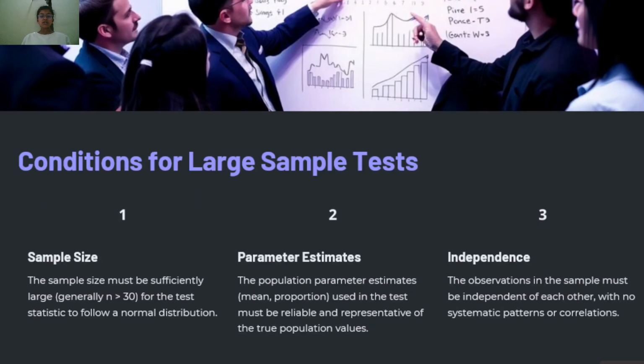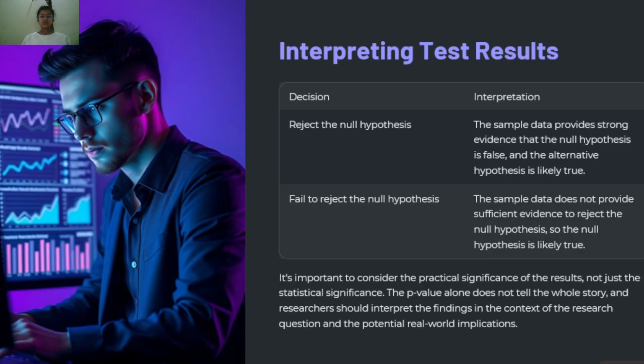Next, we have the conditions for large sample tests. First, the sample size should be sufficiently large, which is greater than 30, for the test statistic to follow a normal distribution. Next, we have parameter estimates. The population parameter estimates, such as the population mean used in the test, must be reliable and representative of the true population values. Independence: the observations in the sample must be independent of each other with no systematic patterns or correlations.